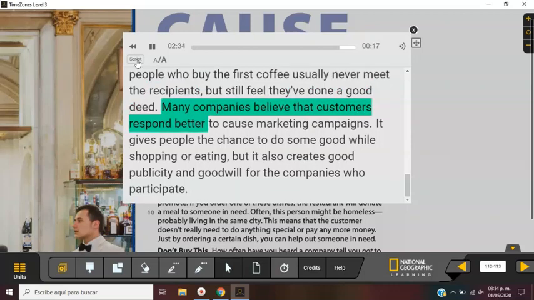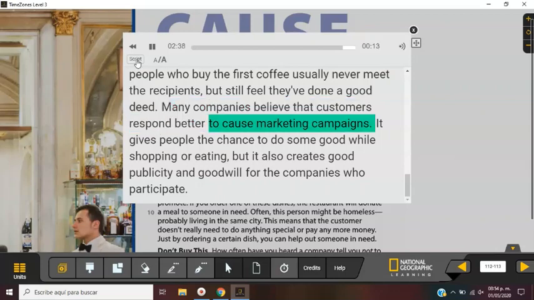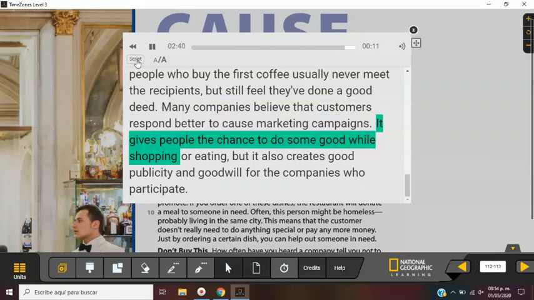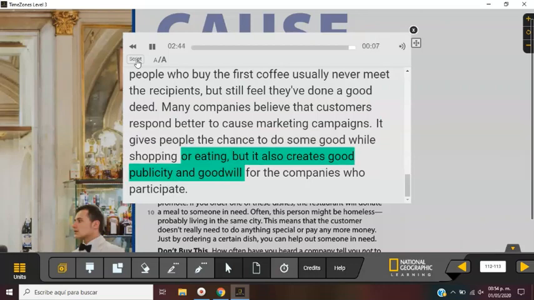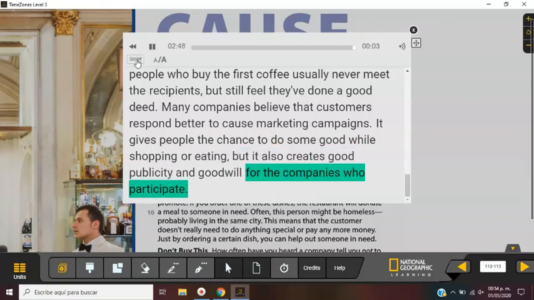Many companies believe that customers respond better to cause marketing campaigns. It gives people the chance to do some good while shopping or eating, but it also creates good publicity and goodwill for the companies who participate.